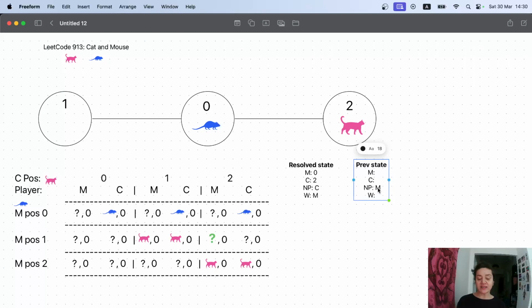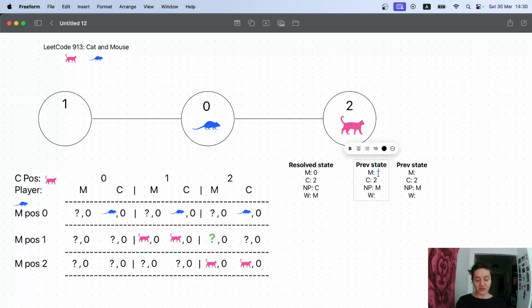So if the mouse is the one who moved, where were they? If the mouse moved, the cat was just where he is. Where did the mouse come from? We need to look at the graph and see all the adjacent nodes to where he is in the resolved state, from which he made the move onto this. So in the graph we see that there are 2 adjacencies to 0, 1, and 2. There are 2 locations from which the mouse on his turn could have come to this state. So we'll have to examine both.